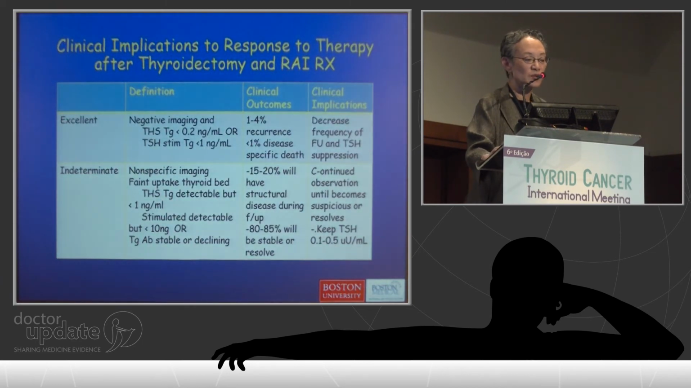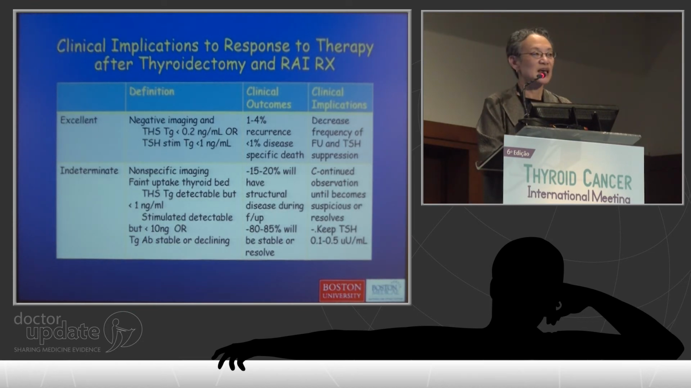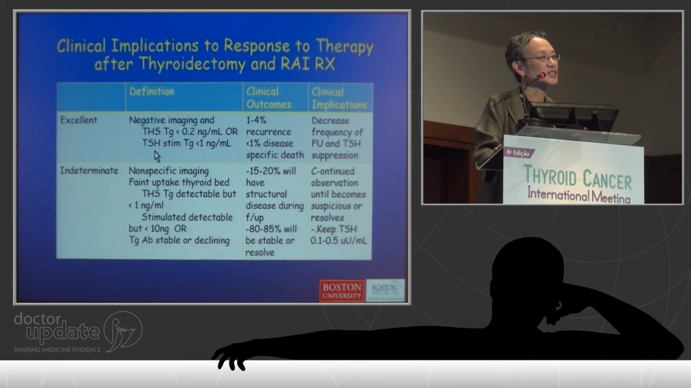Okay, so you've seen this already. I'm just going to go through it again because it's always hard to remember everything when you're seeing it up on the slides. We now look at the patient and assess what their response to therapy is if they've had thyroidectomy and radioactive iodine. In this particular case, an excellent response would be negative imaging, and that really means a negative ultrasound, a thyroid hormone suppressed TG of less than 0.2, or a TSH stimulated TG that's less than 1.